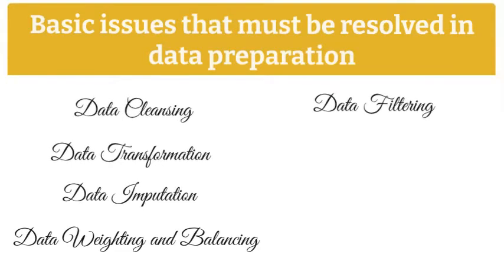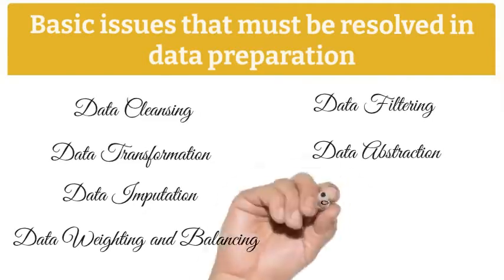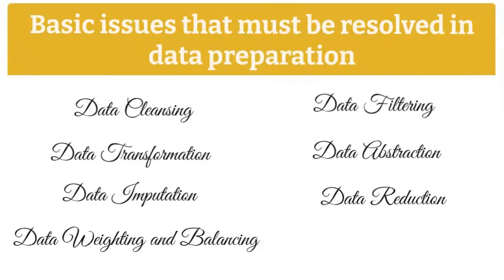And then you also have what we call data abstraction, which is generally applicable in the context of time series data, where you select a subset of your time series data. Another thing you can do in the preparation stage is data reduction. If your data set is very large in terms of the number of variables, you can do what we call dimensionality reduction by means of principal component analysis or factor analysis, for example. But you can also do data reduction in terms of records, which means that, for example, instead of using the whole data set, I can use a random sample of the data set.